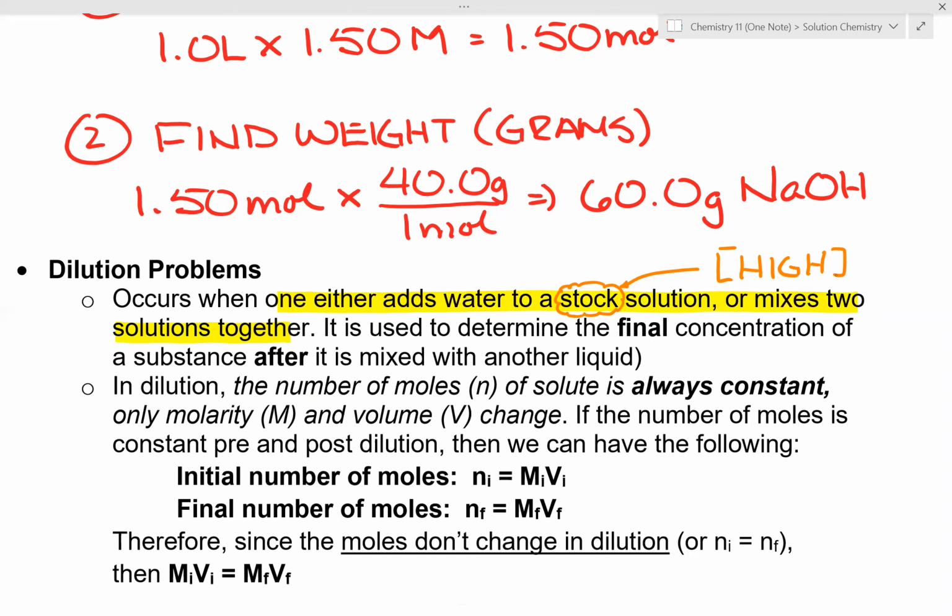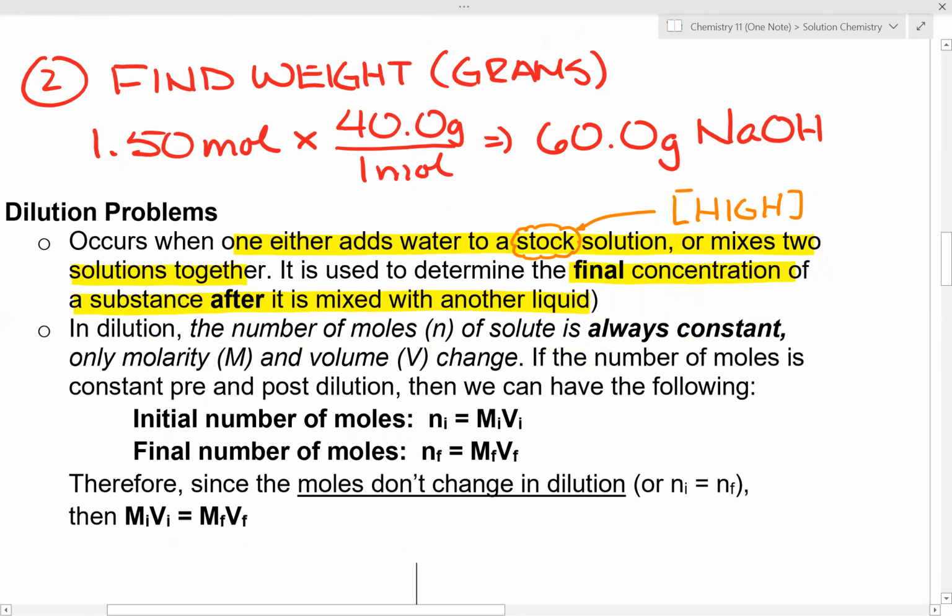Now, when we talk about dilution, it's used to determine the final concentration of a substance after it is mixed with another liquid. So what you want to do is find the final or resultant concentration after you mix. Now, one thing is key here. In dilution, the number of moles of solute is always constant. Only the molarity and the volume change.